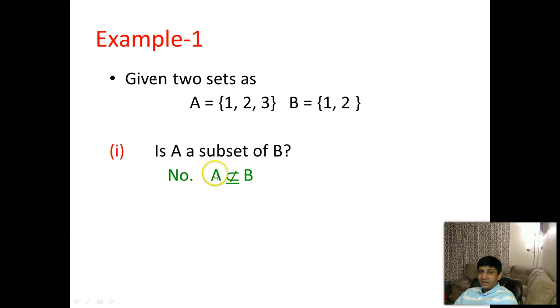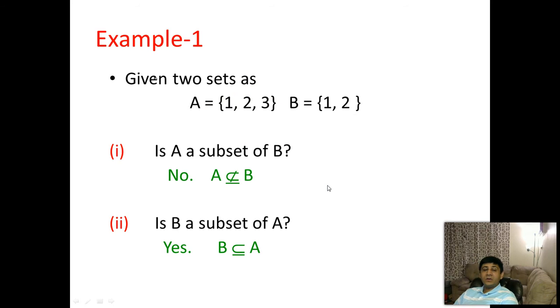So we represent it with the symbol with the line through it, which means A is not a subset of B. Now let's look at it the other way around. Is B a subset of A? Now we are looking for whether this set is contained in this set. Yes, it is, because every element of B is in A. So B is a subset of A, and we represent it using the same notation right there.